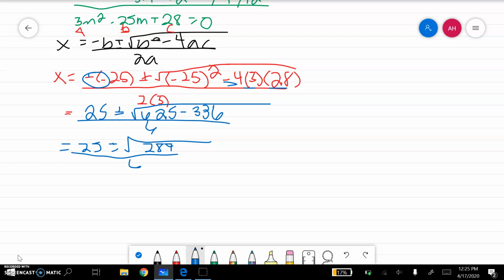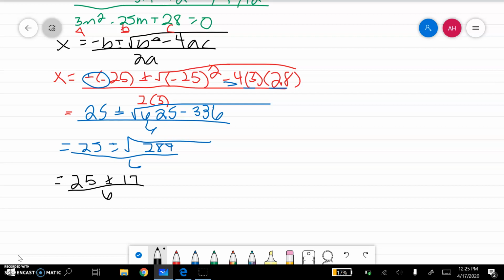If you simplify the square root of 289, you end up with 17. So we have 25 plus or minus, whoops, sorry, not square root, just 17, because the square root of 289 is 17, and that's all over 6. So two things. First of all, because we don't have a square root or an i left, that means we could have factored this problem to start with.